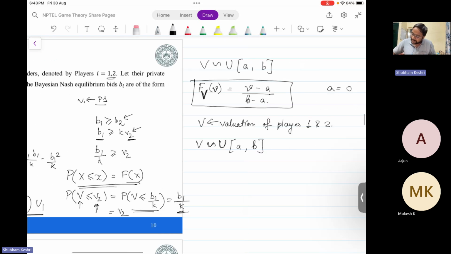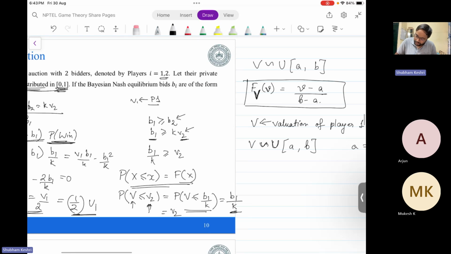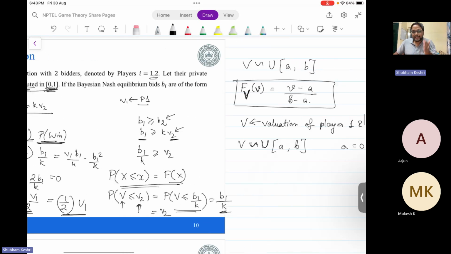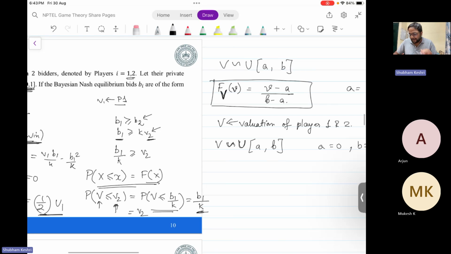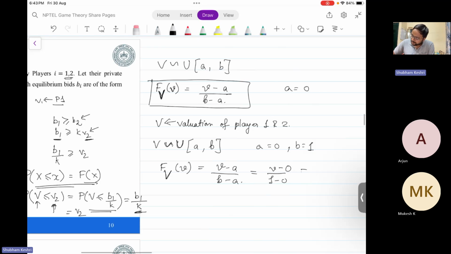So in our problem, a is equal to 0 and b is equal to 1. You see, uniformly distributed between 0 and 1. For example, if it was some other value of a and b, the distribution function of V, for any value of small v, is given by (v minus a) by (b minus a). This is the distribution function of capital V. So in our case, a equals 0 and b equals 1, so 1 minus 0, and it is actually v.